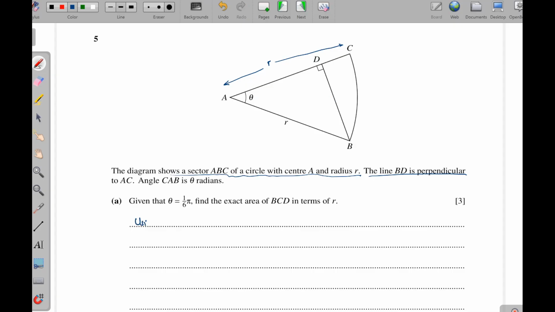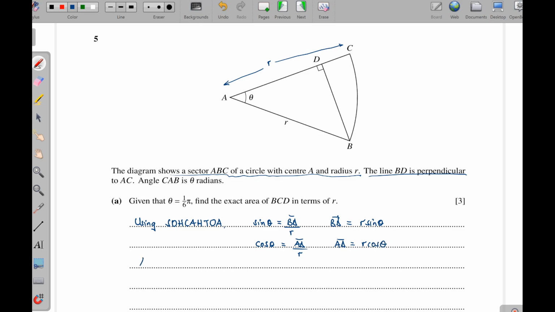So using SOHCAHTOA, remember for any right angled triangle, you are expected to use SOHCAHTOA or Pythagoras theorem. So using SOHCAHTOA, we can have sine of theta is equal to the opposite, which is BD, divided by the hypotenuse R. So meaning BD is going to be equal to R sine of theta. And then also cosine of theta is going to be equal to adjacent, which is AD, out of the hypotenuse, which is R. So meaning AD is going to be R cosine of theta.